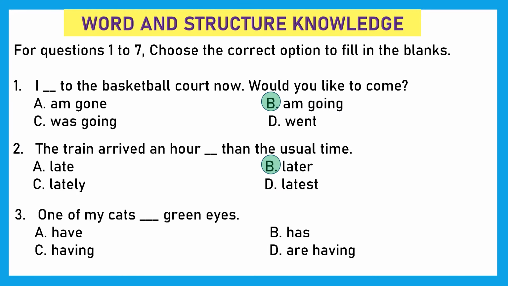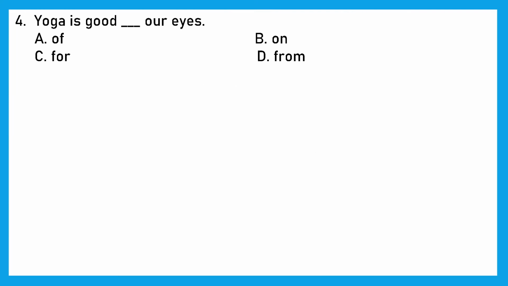Question 3. One of my cats dash green eyes. Now here please understand, we are talking about only one cat out of other cats. So still the subject is just one cat, one of the many cats. So we will use the verb as per the singular subject. So what should be the right one? It should be has. Option B. One of my cats has green eyes.